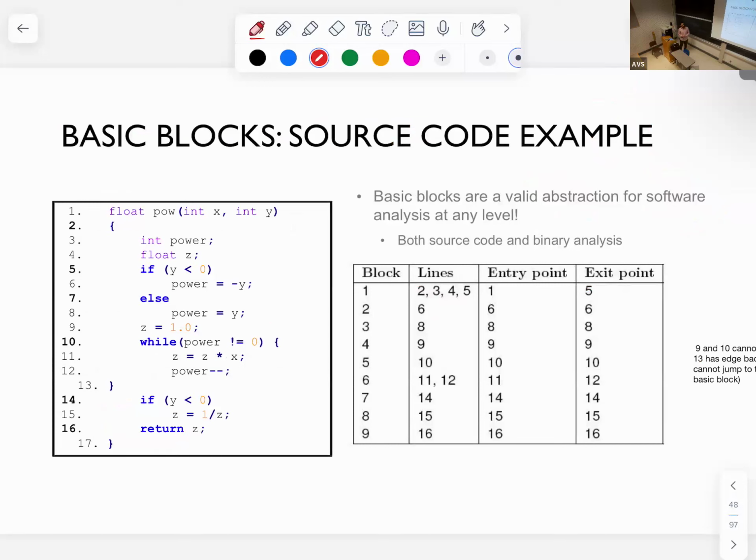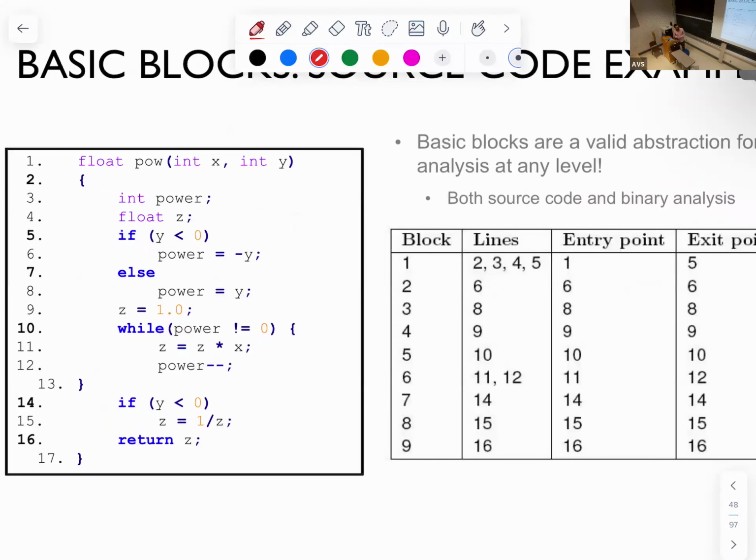So let's go through this example, and this is actually what we want to create in your project as well. This is a simple C code that computes the power exponent function. It has two local variables, power and z, and it takes two inputs, x and y. If y is less than 0, then power would be equal to negative y. Otherwise, power is the same as y. Then z is equal to 1.